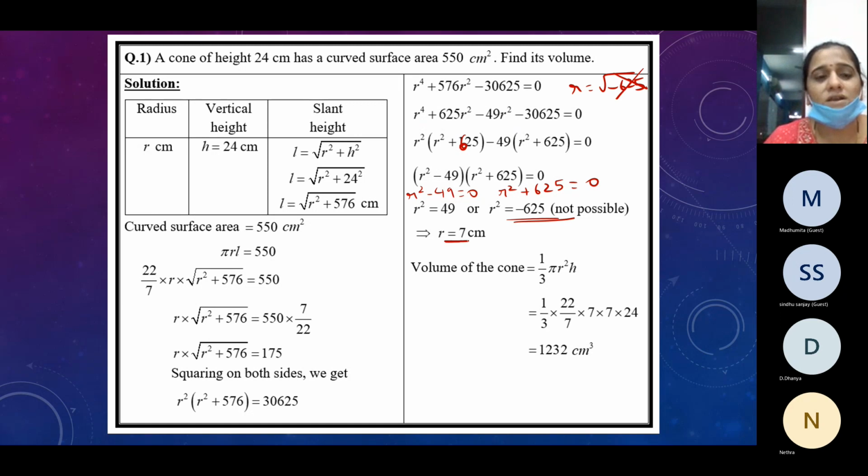Now you know the value of r, and the value of h is already given to you in the question. So use the formula 1 by 3 pi r square h and find the volume.